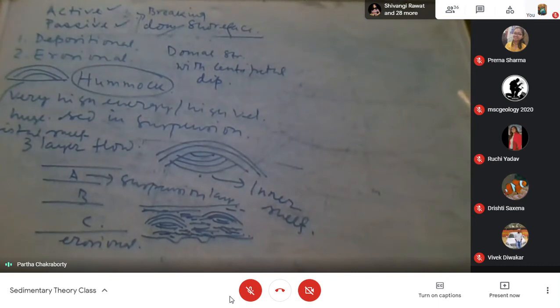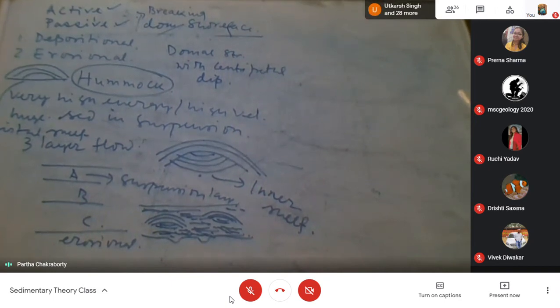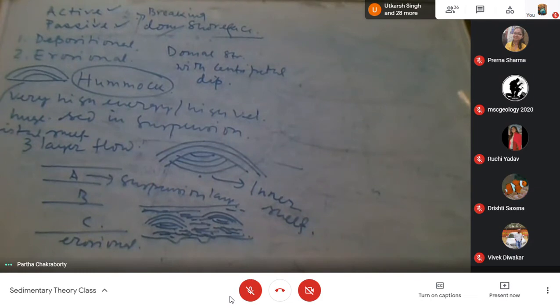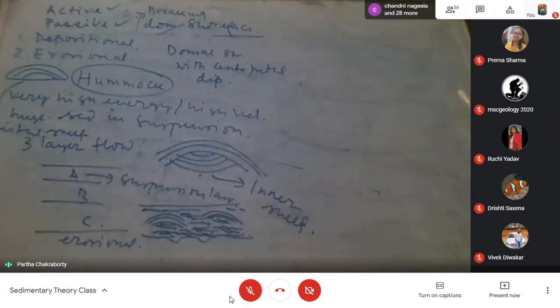But the passive hummock is different. In the active hummock, the storm is depositing the sediment and forming the hummock. But in the passive hummock, because the storm is eroding, it is losing energy, and because of the losing of the energy, the sediment is deposited and it is forming hummock. So it is passive because of the other action of the storm. Yes, and that is more common in the inner shelf, that means proximal shelf. But the active hummock is more common in the distal shelf.